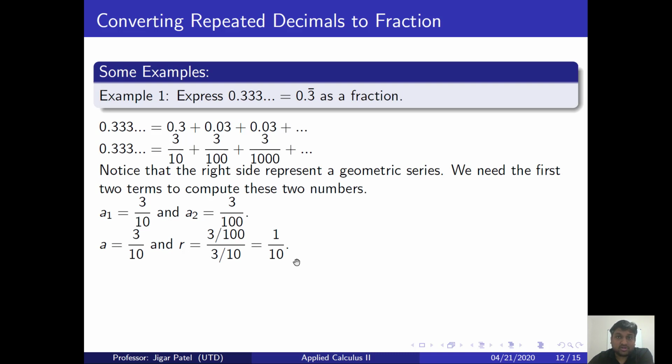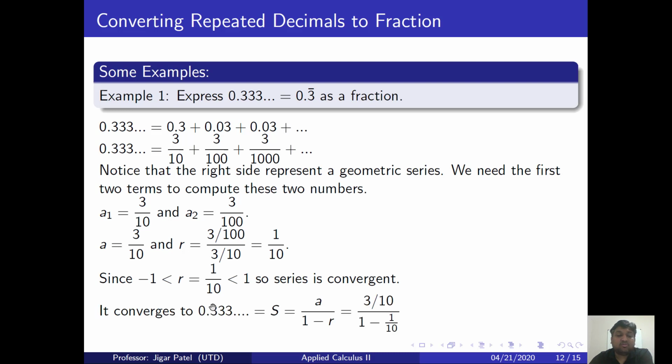The series is convergent. Its infinite sum converges to a over 1 minus r. a is known, r is known. Throw the values in. So the series converges to S, which is a over 1 minus r: 3/10 divided by 1 minus 1/10. The bottom portion will be 9/10. You can cross out 10 from top and bottom. Left over will be 3/9, which is 1/3.